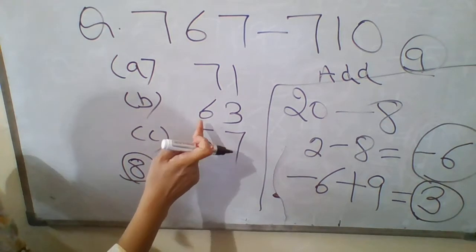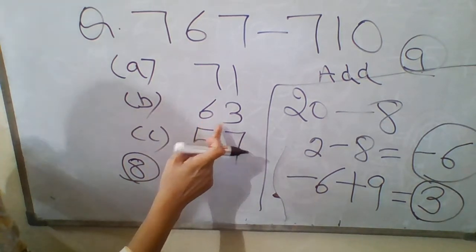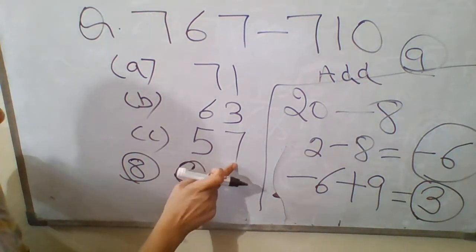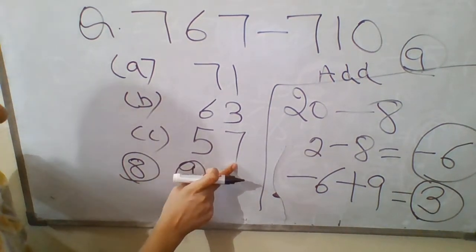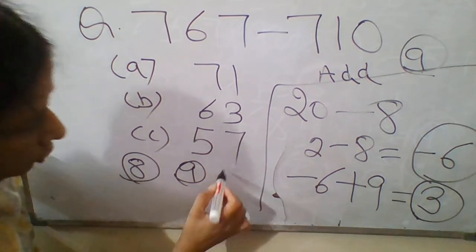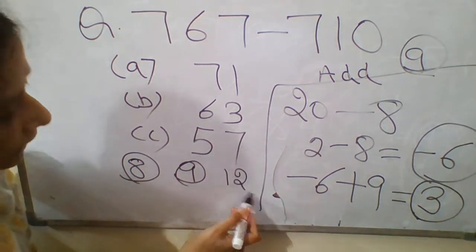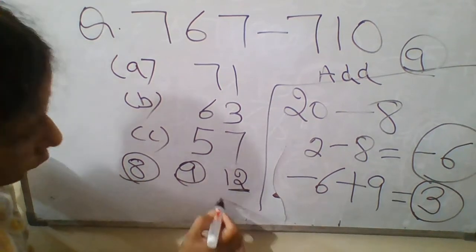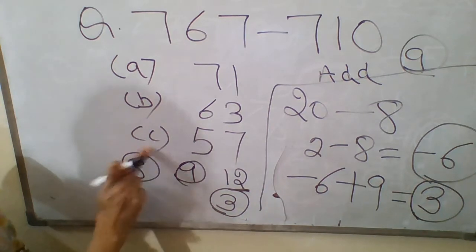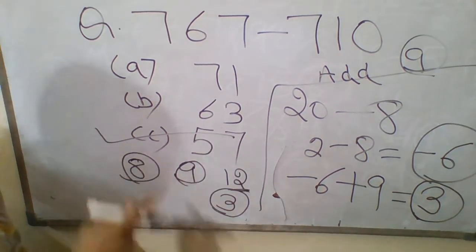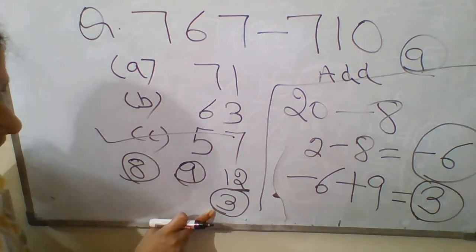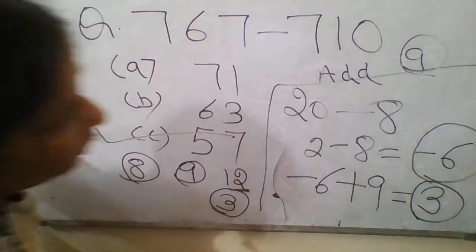Now here you check it out. 6 plus 3 is equal to 9, so the digital root is 9. Now check it here: 7 plus 5 is equal to 12. You got 12, but you will add these two digits. So what will you get? You will get 3 here. So 3 you got with this C option. With this option 57 you got the DR 3, and here also your DR is 3.